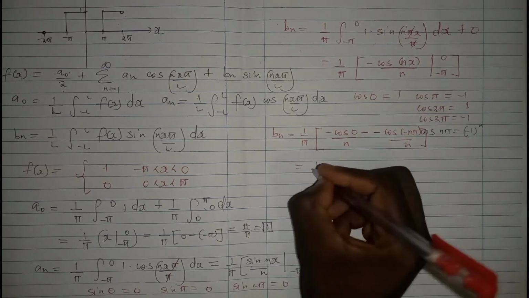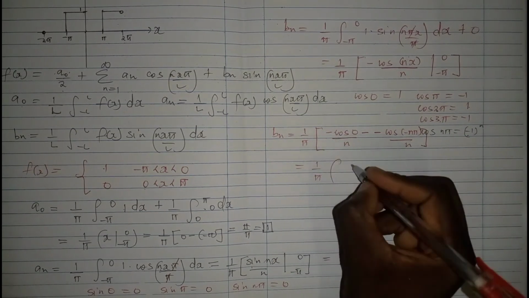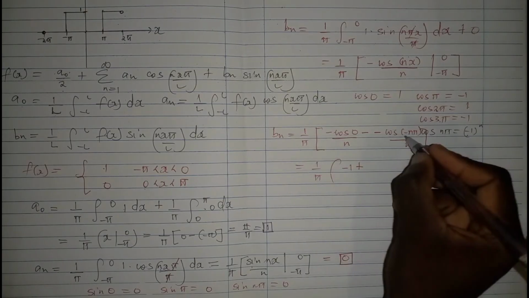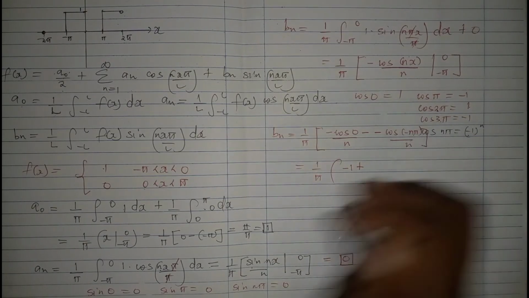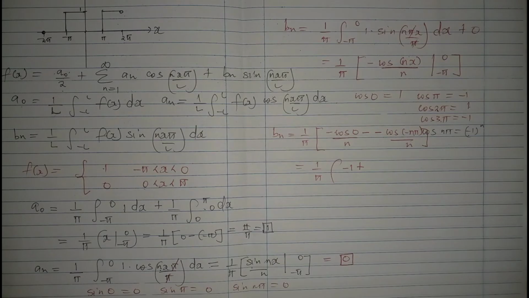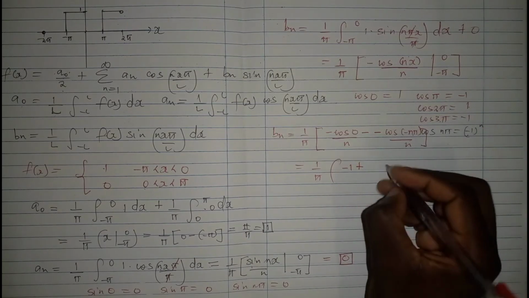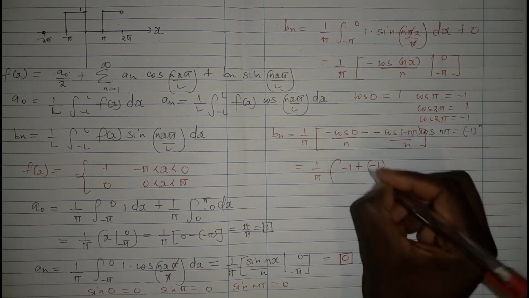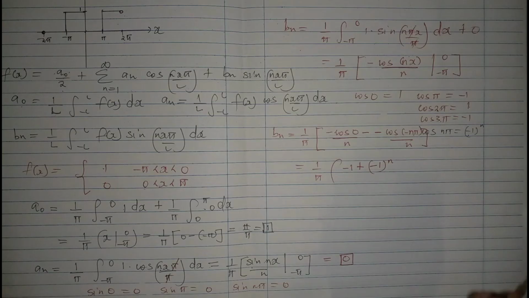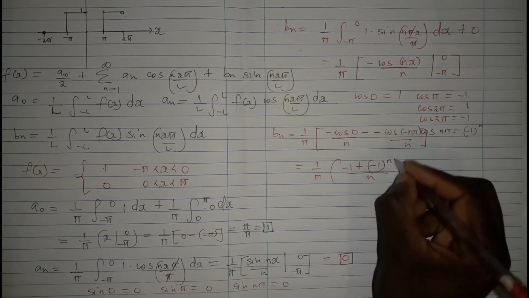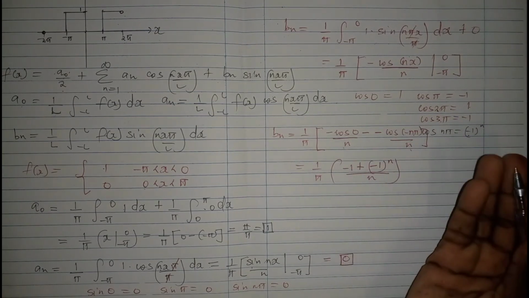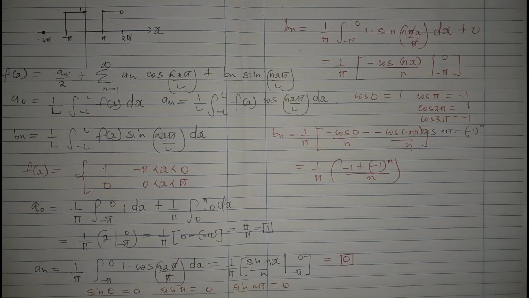And what's going to be the answer? It's going to be 1 over pi, and here we're going to have negative 1 plus cos negative n pi. Okay, so cos negative n pi. Let me confirm it on my calculator. Negative n pi. Okay, it's just going to repeat the same here. So I'm going to have negative 1 to the power n, right, divided by n. If we have something in the same denominator, we're going to get the same answer.